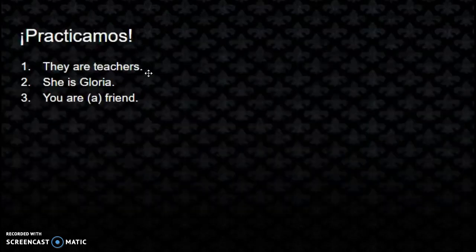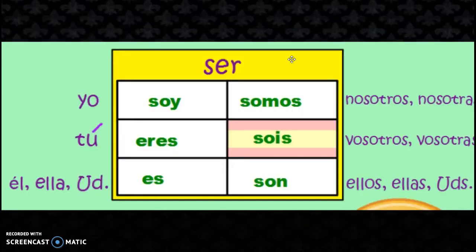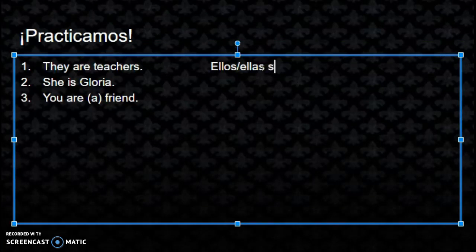So if I were to do some examples, if I want to say they are teachers. So think how you say they. They is either ellos or ellas. How do I say are? So I have to look back here. Where in this chart is the word they? They is down in this bottom third person plural box. So are in this case is going to be son. And then teachers is maestros. Or if it's female teachers, it would be maestras.